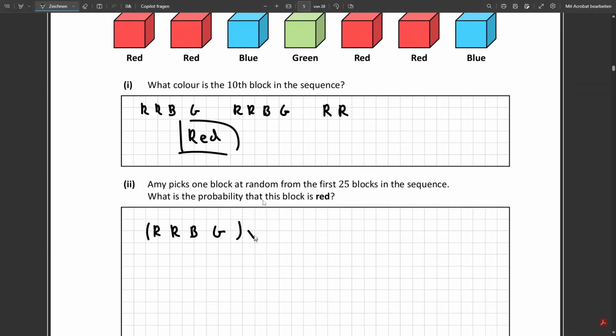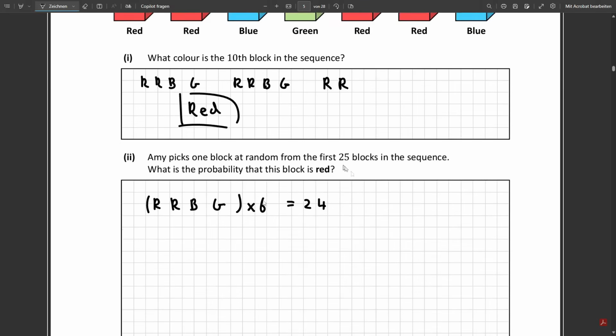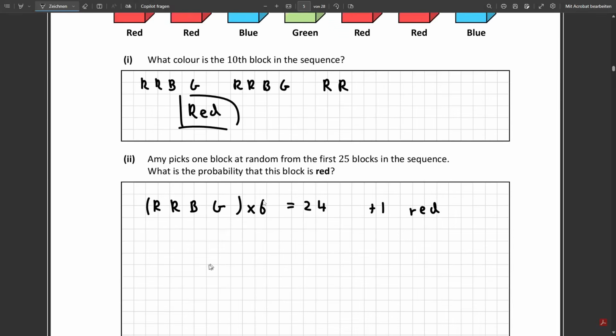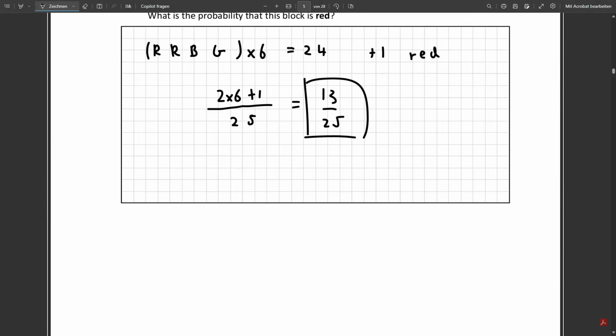So if we have this 6 times, that gives us 24 blocks, okay? We want 25 though, so we're going to have 1 more block. What color will that last block be? It'll be red, because we're repeating the sequence again. Plus 1 red. Now probabilities are over the total, so how many could be red over how many are possible? We have 6 of these groups, and each of them has 2 reds. So 2 times 6 gives 12 reds. Then we have this extra red at the 25th. That gives us 13 over 25 as our probability.